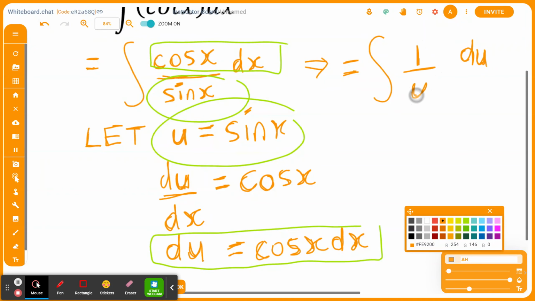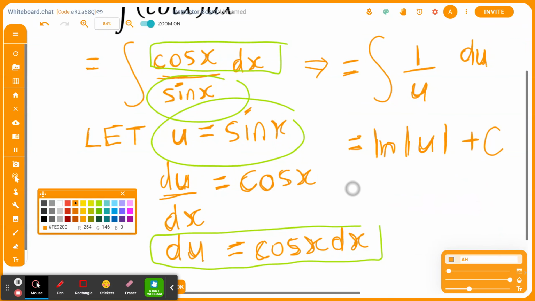Now again, if you think about this, you can totally find the antiderivative of 1 divided by u. And that's going to be ln of the absolute value of u plus c. Remember, you're finding every single case possible, so there are infinitely many cases. And because u equals sine x, the final answer is going to be sine x inside the absolute value brackets. So again, it's the ln of the absolute value of sine x plus c.